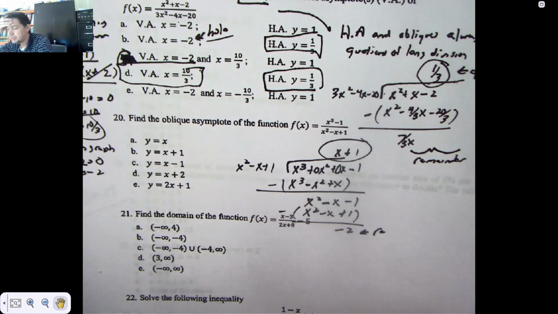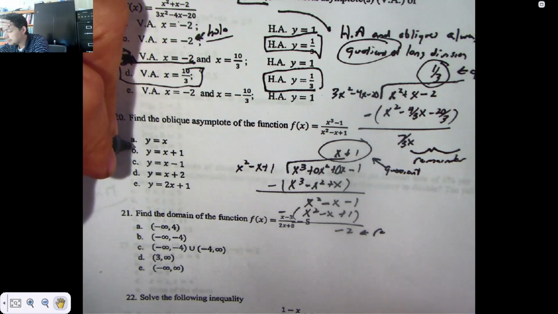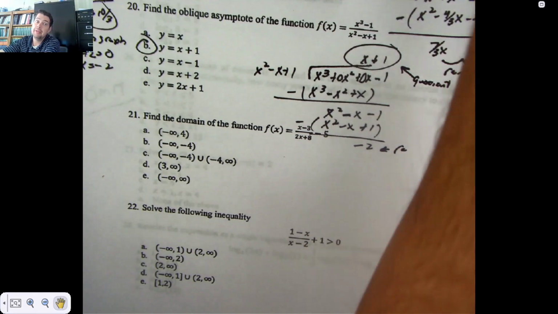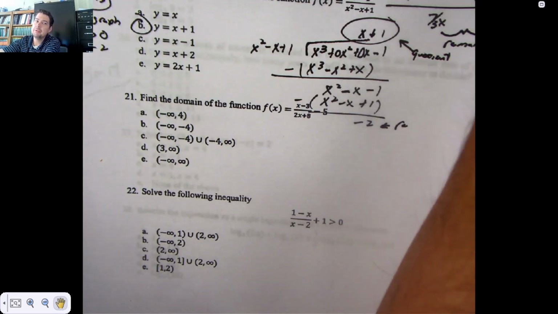All you care about is the quotient. Notice it says quotient. So y equals x plus 1. Kind of hard to understand that unless you look at a graph and you don't have a calculator. So you just got to accept it for what it is.